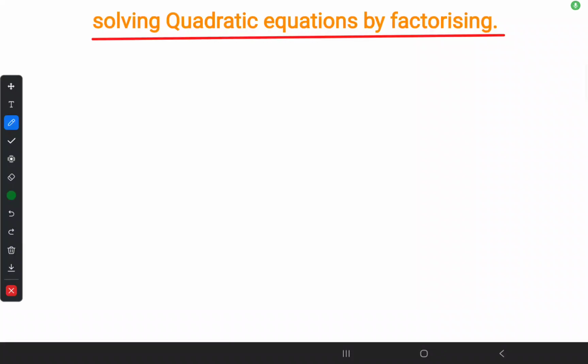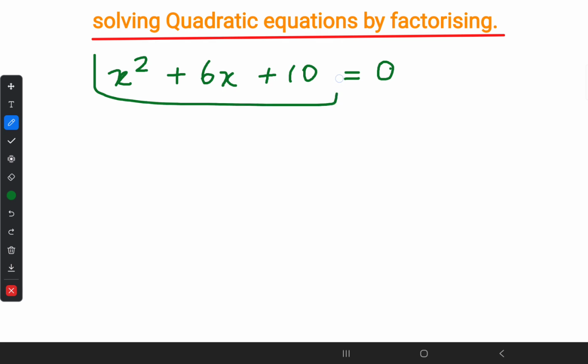Likewise, here we are having solving quadratic equations by factorizing. Before that, you have to know what is meant by quadratic equation. If in an equation you are having a square value of a particular variable, it is mentioned as a quadratic equation. For example, x square plus 6x plus 10 equals 0. If you have an equation like this, it is called a quadratic equation.